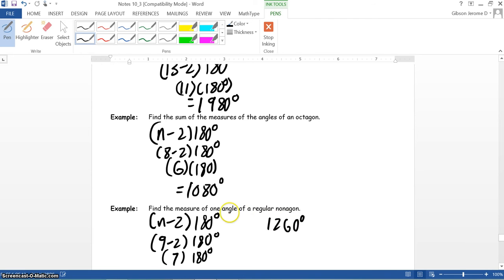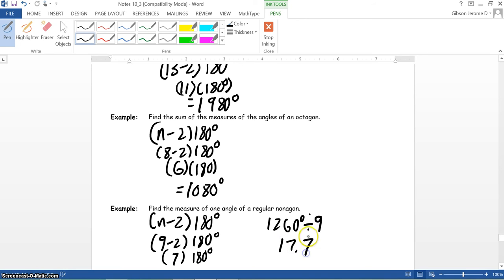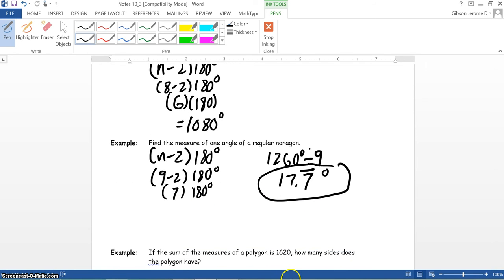Okay, now that is how much it would be for all of the angles. But they asked specifically for one angle. So what you would have to do is take this value and divide it by 9. So we would take 1260 divided by 9. So that'll give us approximately 17.7. So it'll be 17.7 repeating 7 degrees. And that is the final answer. Now, we scroll down here. We come to our next angle.